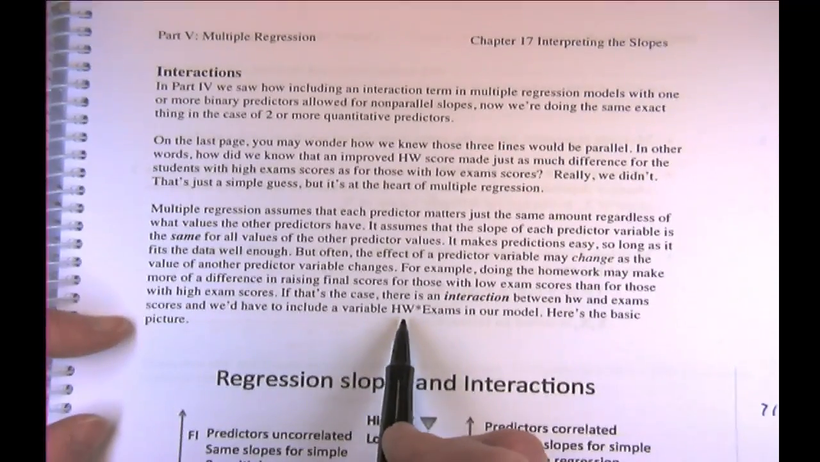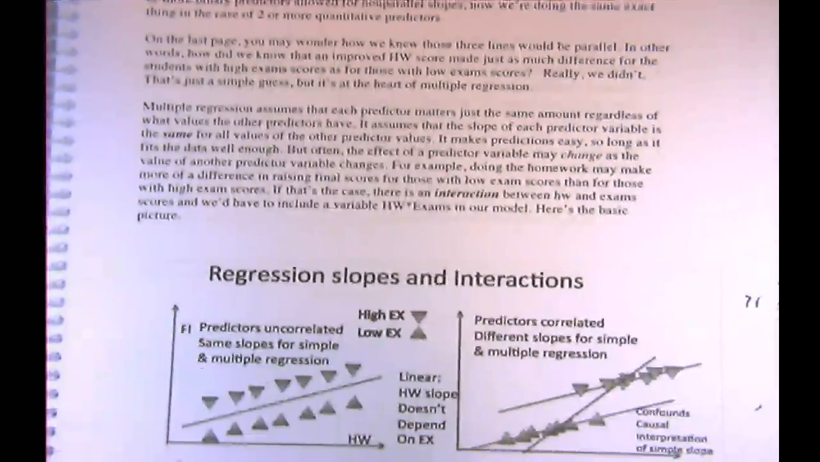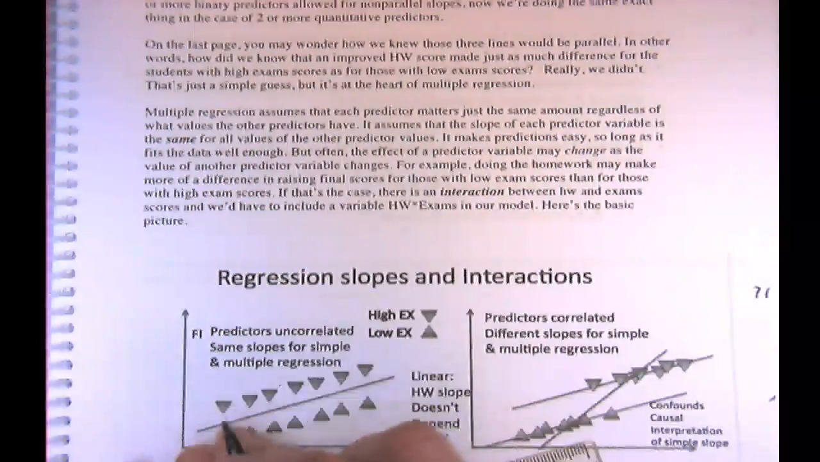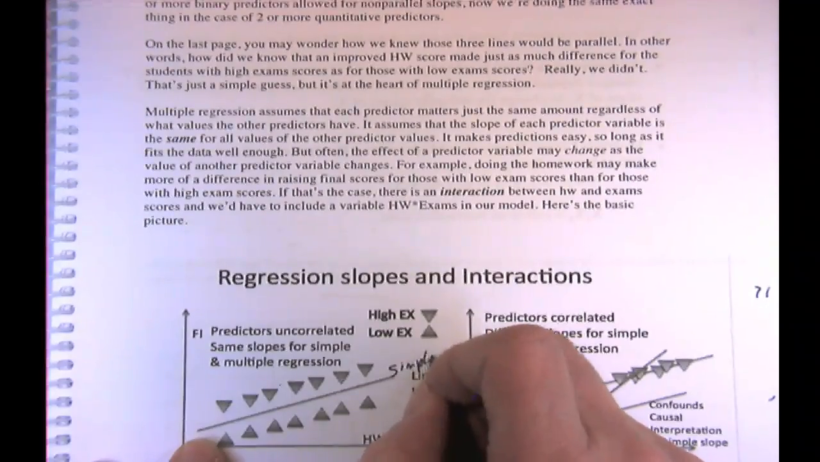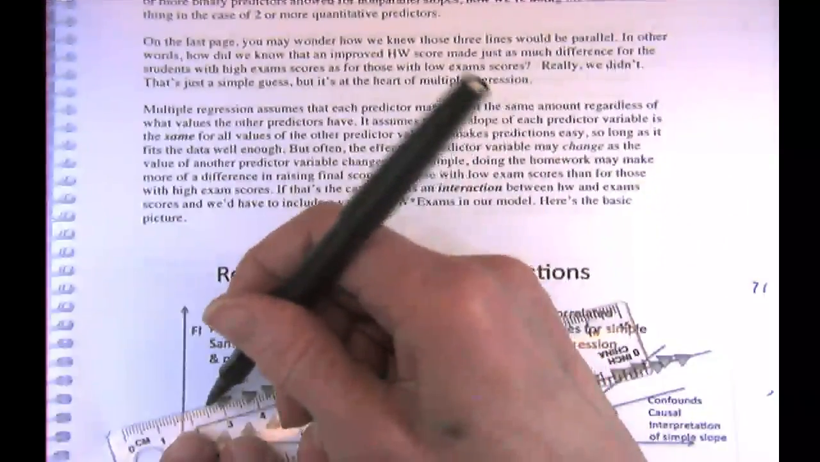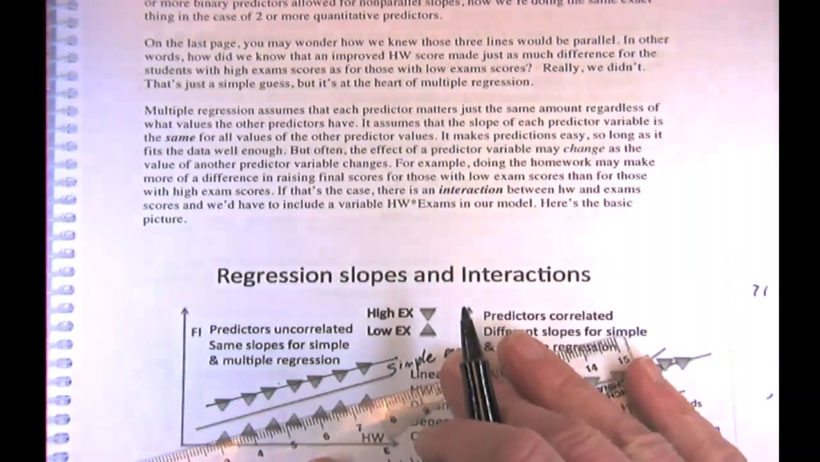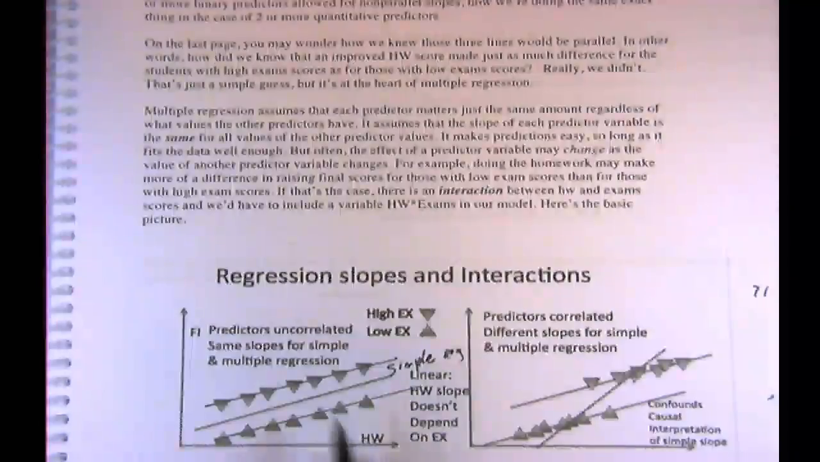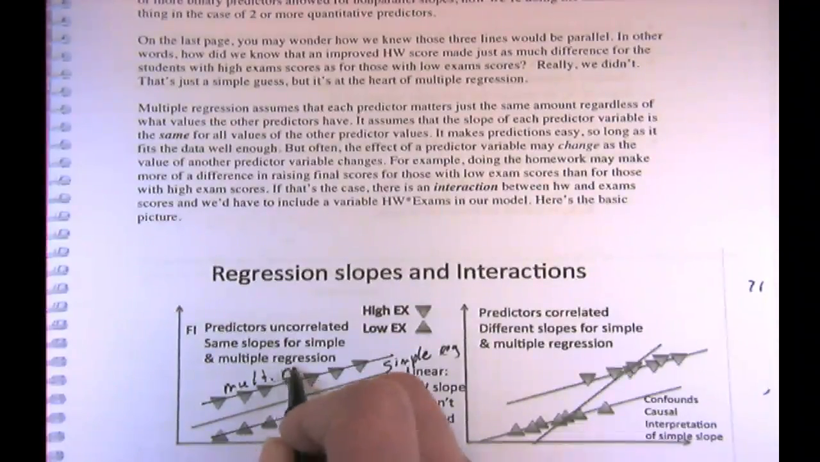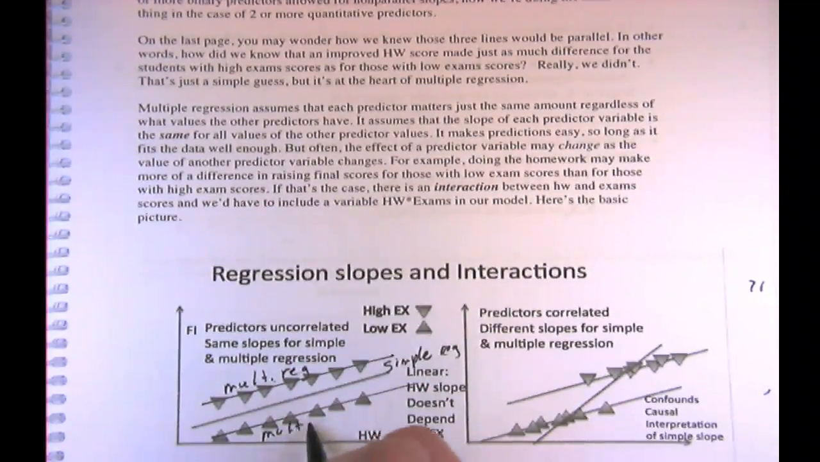which would be a multiplicative effect of homework times exams. So here's the basic picture, and this is just what we did before. Right here is the simple overall regression, this one right here. But then if we include another variable for, let's say, high and low exams, well, then it would allow us to go here for high exams, or here, predict for people who have high exams or people who have low exams. So this would be the multiple regression.